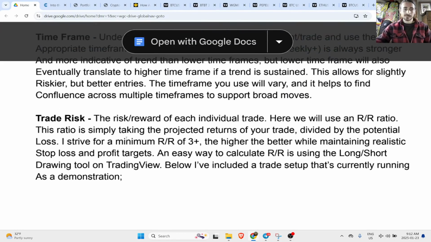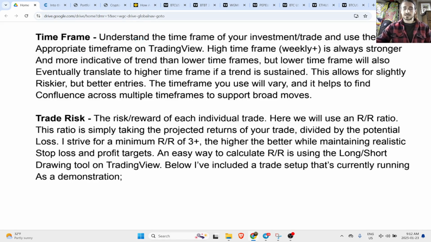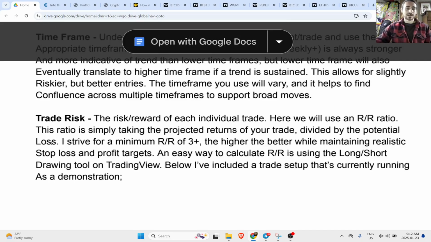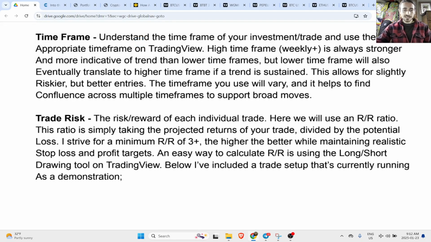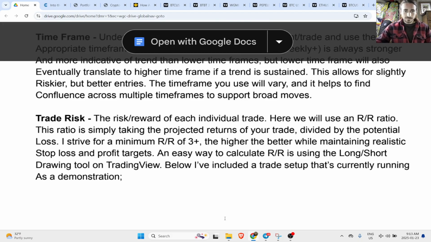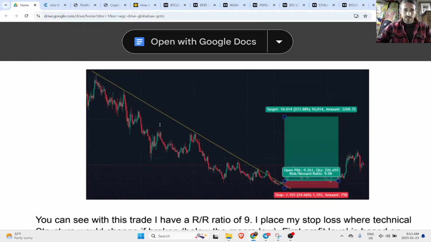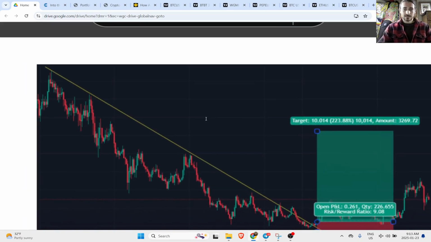So we see here also trade risks. Each trade is going to come with its own individual risk. So here I use the RR ratio. The ratio takes the projected returns of your trade as well as the potential loss of where you would cut that trade. So you're looking for an RR of 3 or higher, meaning the upside outweighs the downside by at least 3 times. So we can look here, just a little example.